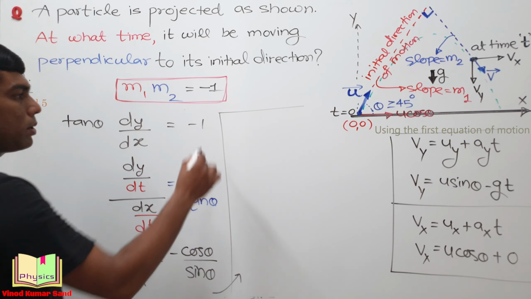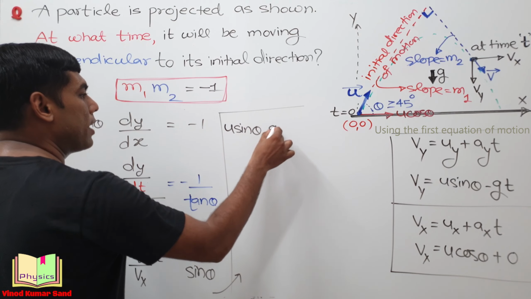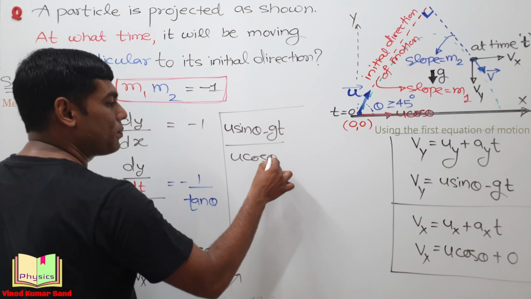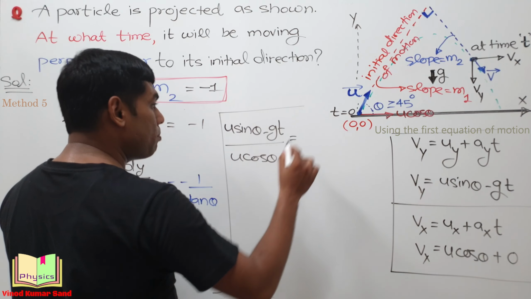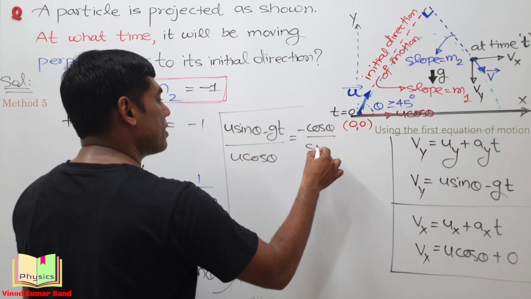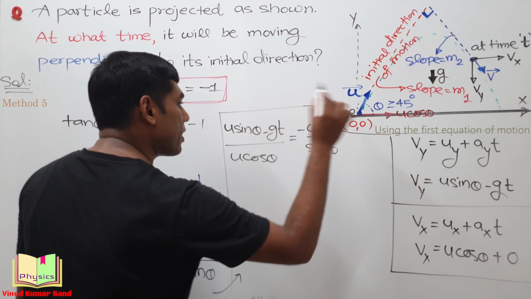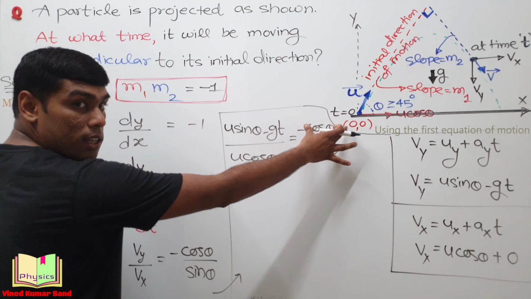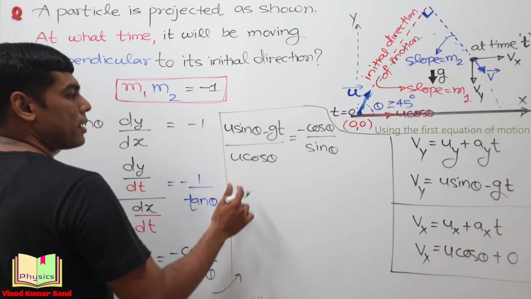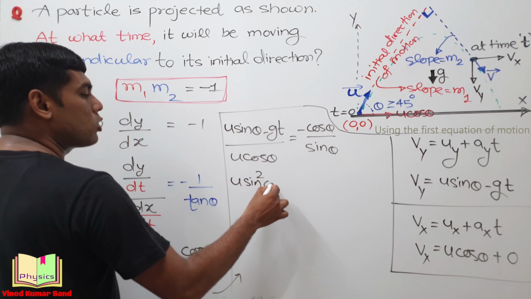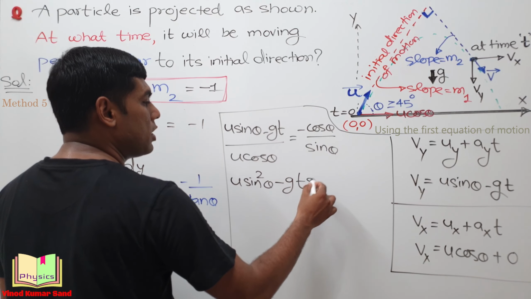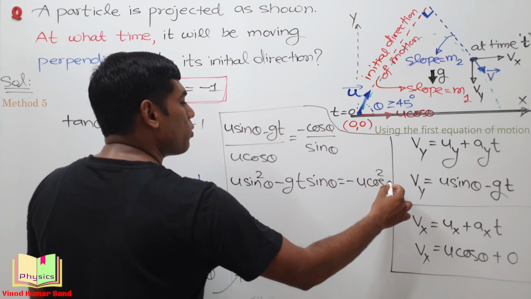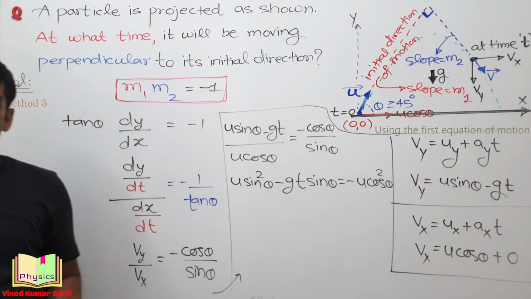Vy has already been obtained, u sin theta minus gt. Vx is equal to u cos theta, okay, is equal to minus cos theta by sin theta. Let's carry the calculation further. I am multiplying u cos theta on that side, shifting the terms, pay attention, multiplying sin theta here, so it will be u sin square theta minus gt sin theta, and this will become minus u cos square theta. I hope you agree with this calculation.